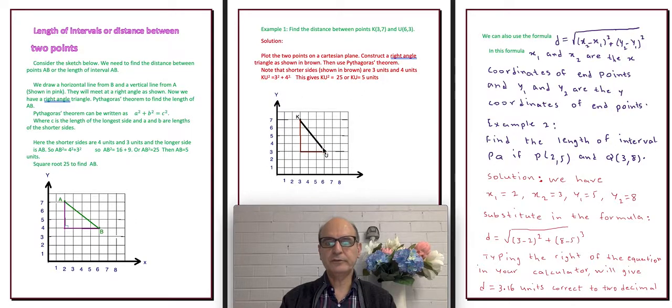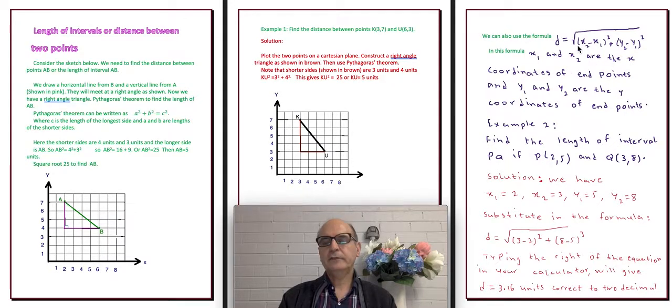Then KU squared using Pythagoras again. This is squared is equal to the shorter sides squared and added. So 3 squared plus 4 squared, which gives you again 25, and then KU must be 5 units.